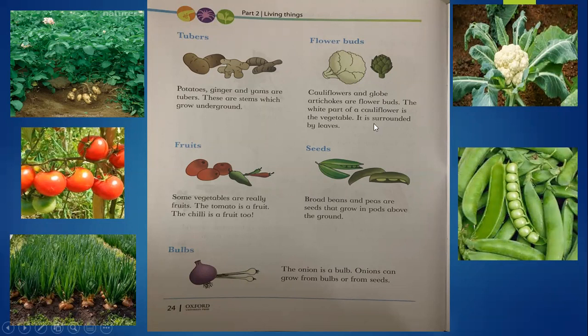The white part of a cauliflower is the vegetable. It is surrounded by the leaves. This part is the vegetable. This is flower bud. Then we have seeds. Also, we eat the seeds of the plant in the form of peas or beans. These are the seeds of the plant, but we like to eat them.